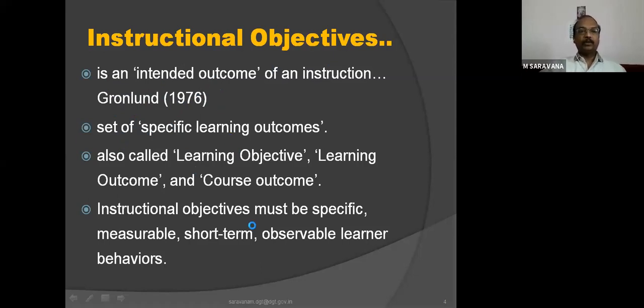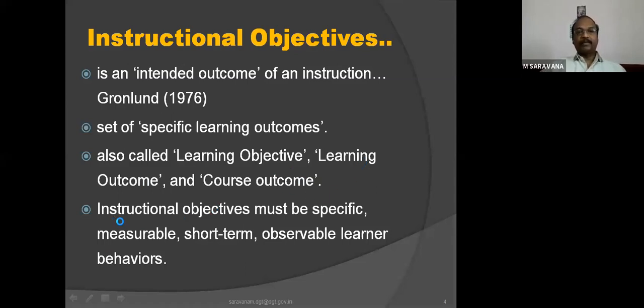One more definition is: a set of specific learning outcomes. Specific learning outcomes are the instructional objectives which we are going to use in the lesson plan as well as in the demonstration plans. They are also called learning objectives, learning outcome, and course outcome. These are the synonyms for instructional objectives.